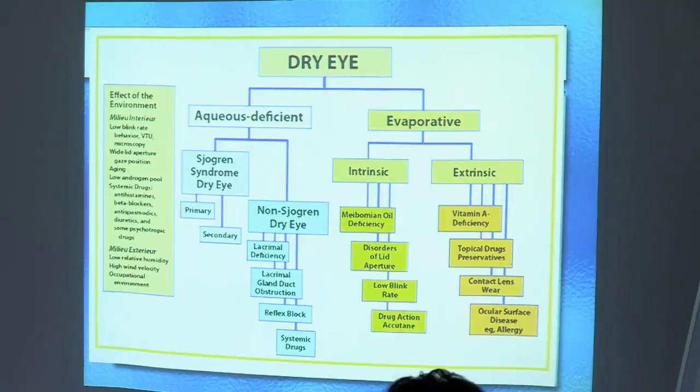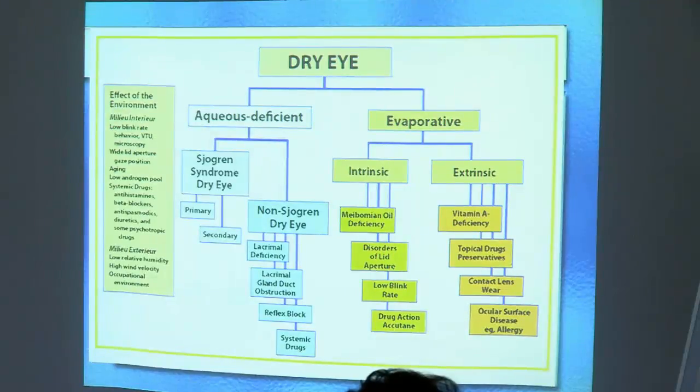So aqueous deficient most of the time is because of the Sjogren's type of diseases where they will also complain of, what other symptoms do they complain of? Dry eyes and dry mouth mostly, but they can complain of dryness wherever there is mucus surface. And the non-Sjogren's type is where the lacrimal gland itself has got a problem. So the bulk of the tears is not present.